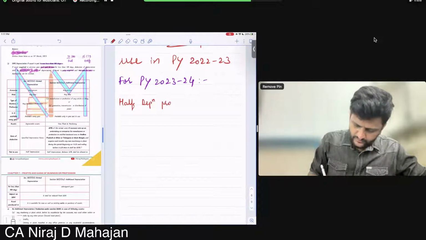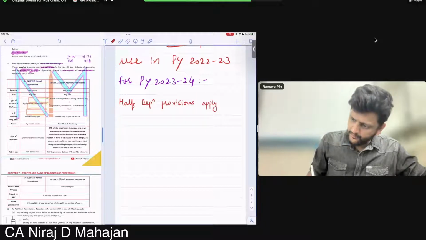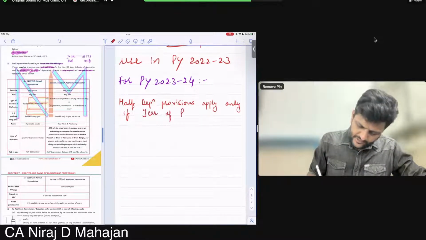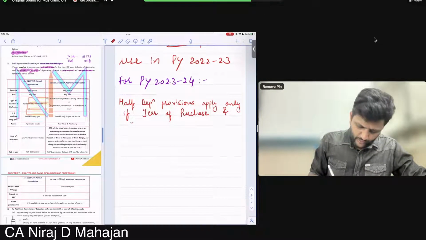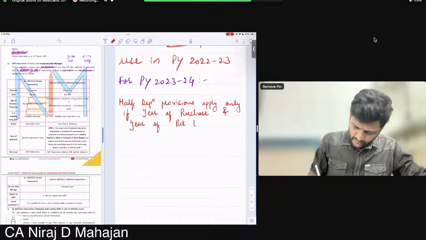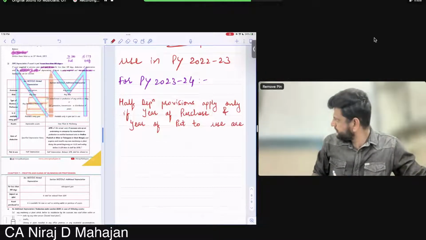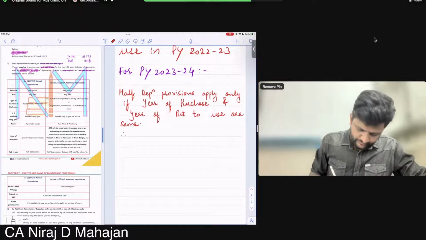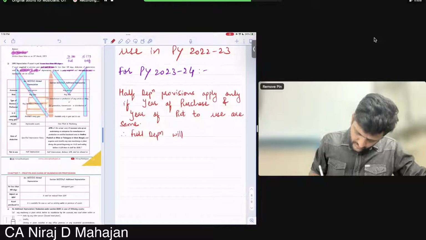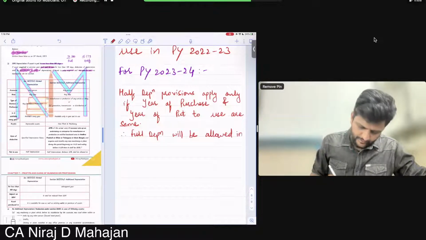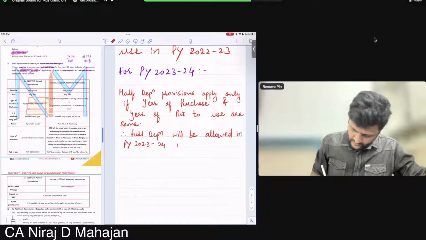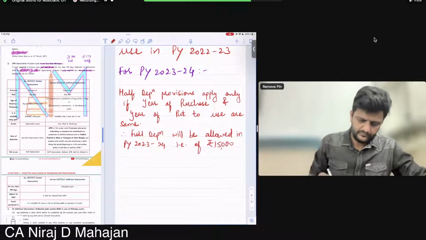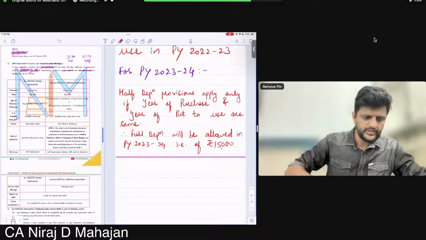Half depreciation provisions apply only if the year of purchase, meaning acquisition, and year of put to use are the same. Therefore, full depreciation will be allowed in PY, how much? Rupees 15,000. Fine till here, all of you? Question number 48.